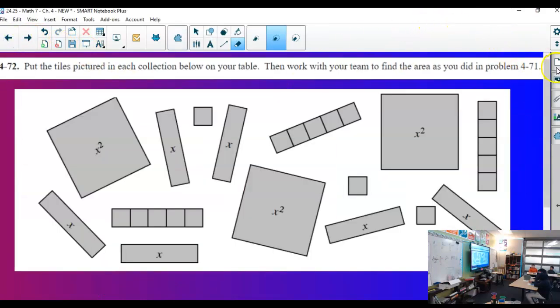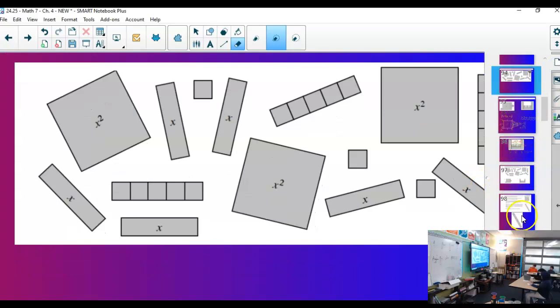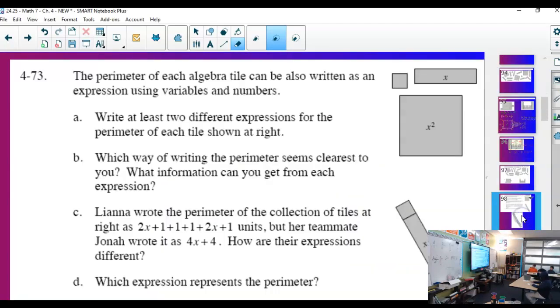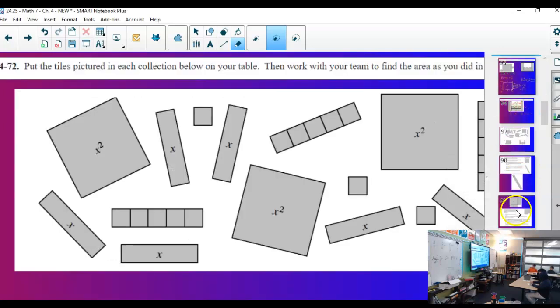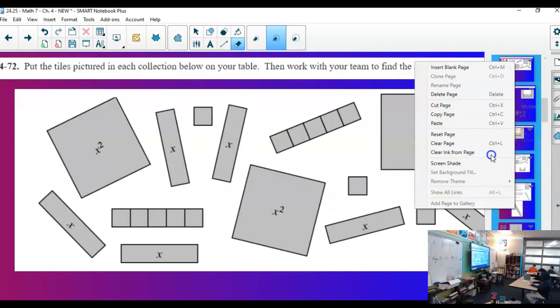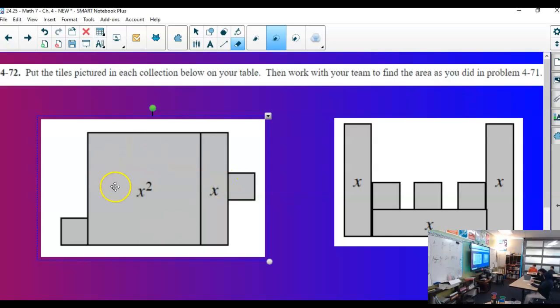I didn't clear the ink. What? You would have had to have been paying attention for that to matter. So it's probably fortunate that most of you weren't. Control shift, clear ink.